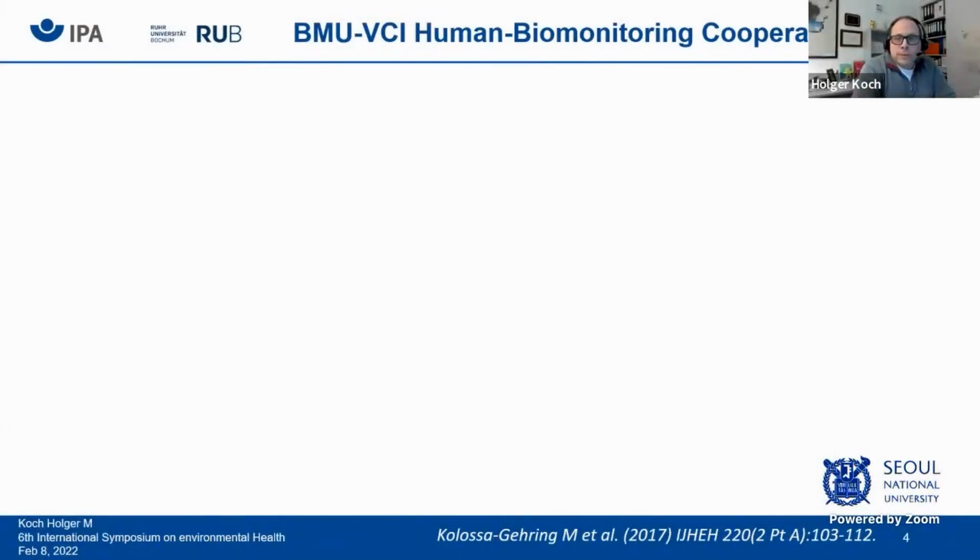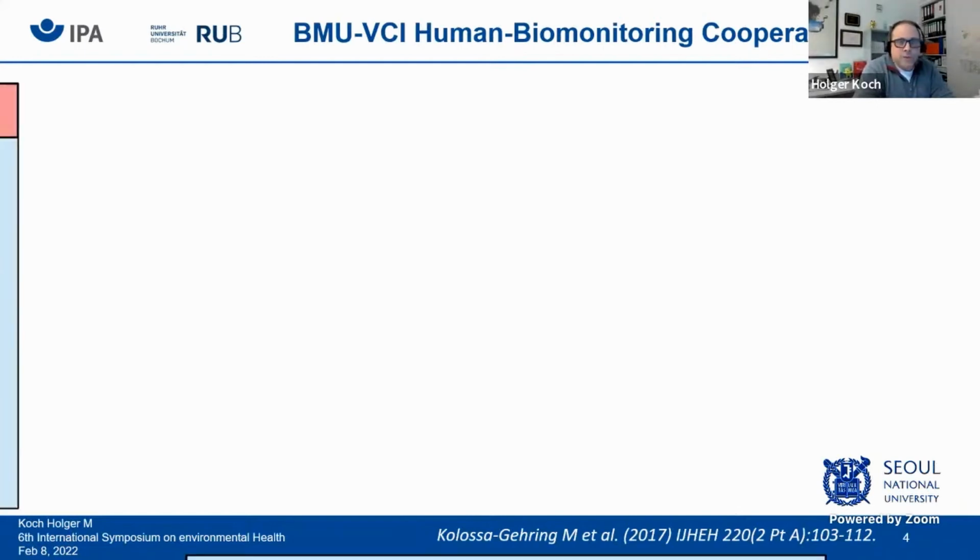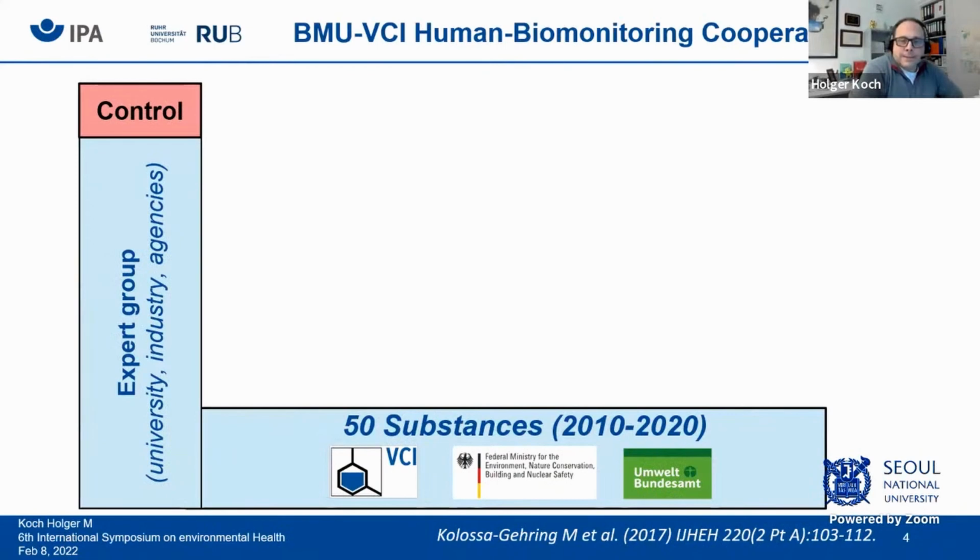Uniting all these populations, since 10 years, we have the so-called BMU VCI human biomonitoring cooperation. It's a cooperation between the Environment Ministry and the German chemical industry. The aim of this project is to select 50 substances of high interest, 5 each year starting from 2010. These substances are selected by university experts, industry experts, and agencies.